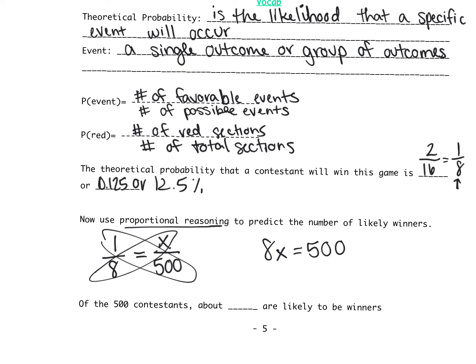And again, if you think about this, I'm saying I have 8 X's that have to share 500. If I want to know how many 1X gets, I'm going to divide it into 8 equal parts. So we divide by 8, that gives us 1 for our 1X. We divide by 8 over here, and 500 divided by 8 gives you 62.5. Now, we talked about this in class, you can't have half a person, and you can't round up because otherwise that's not really what the probability is. So we always go with the lower number for probability. So of the 500 contestants, about 62 people are likely to be winners because we can't have half a person.